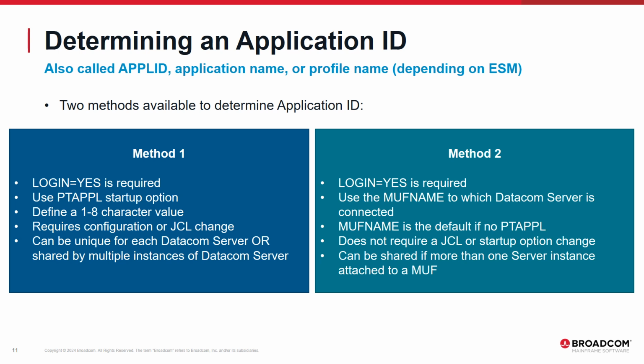For method 2, using MUF name doesn't require an additional startup option, so no JCL or startup option changes are required. There isn't much choice in the name. You'll use the MUF name to which Datacom server is connected. This is the default, so no PTA-PPL is specified. If there is more than one server instance attached to a MUF, the name can be shared.